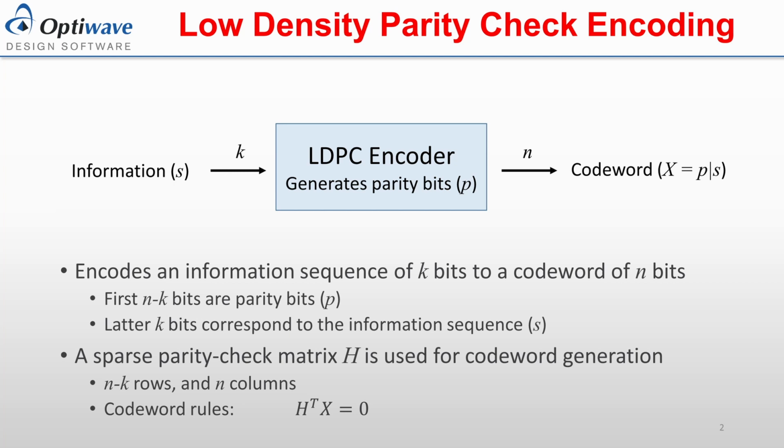The encoding procedure uses a sparse parity check matrix H for code word generation. H is sparse, meaning that the matrix mostly contains elements of 0. Each code word is generated such that the matrix multiplication of the transpose of H and the code word sequence X equals 0.